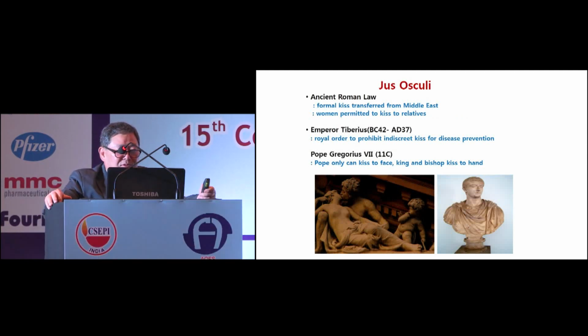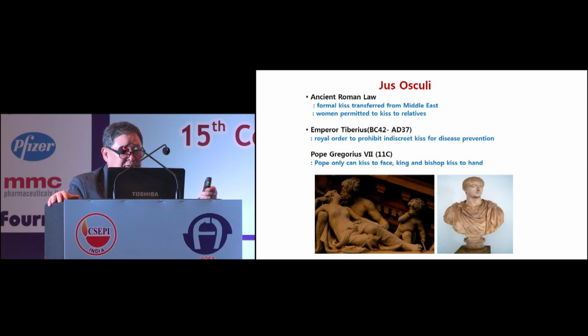In the Roman period, women were permitted by law to kiss relatives. This formal kiss technology was transferred to the Middle East. Emperor Tiberius made a royal order to prohibit indiscreet kissing for disease prevention. That action is very important for understanding the disadvantages of kissing.